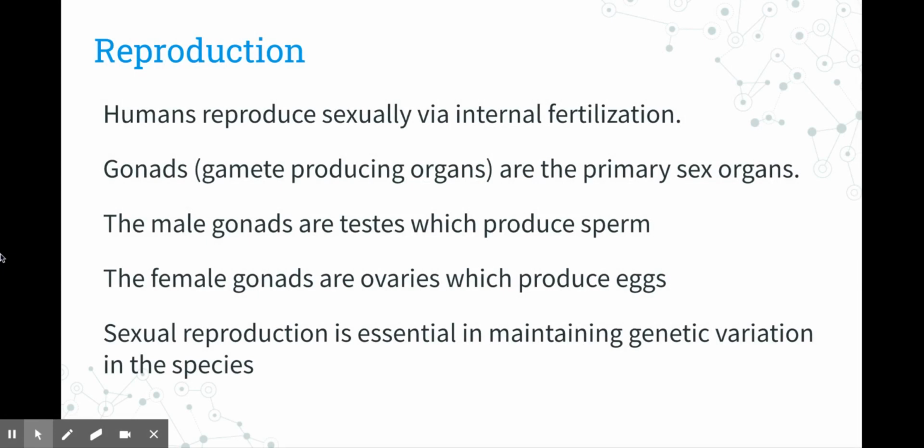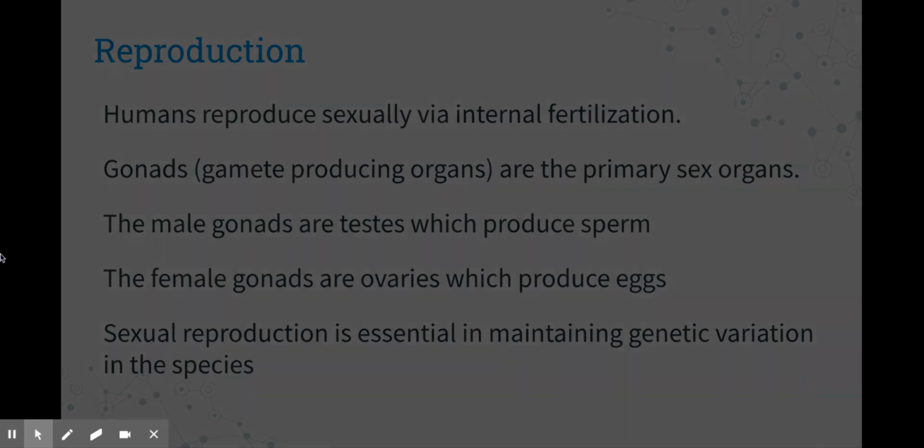In humans, reproduction occurs sexually via internal fertilization. Individuals have gonads, which are organs involved in producing gametes, the eggs and sperm, as our primary sex organs. In the male, the gonads are testes, which produce sperm, and in the female, the gonads are ovaries, which produce the eggs. Sexual reproduction is essential in maintaining genetic variation within a species.